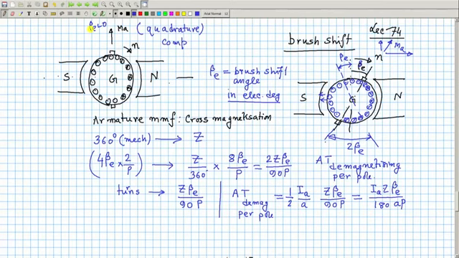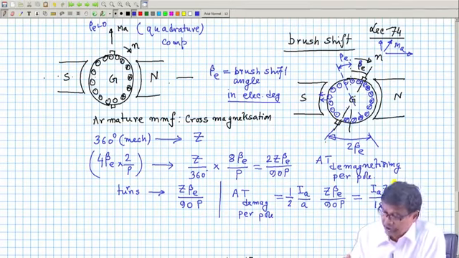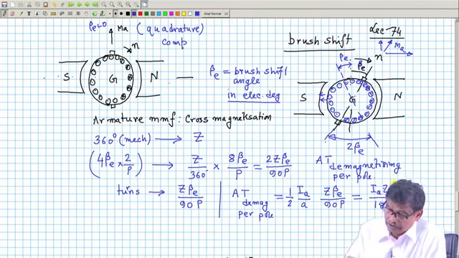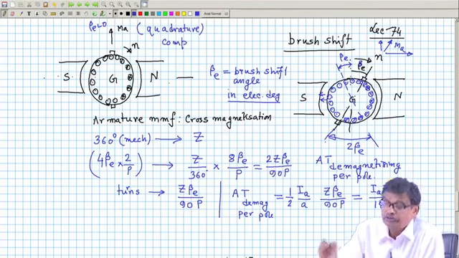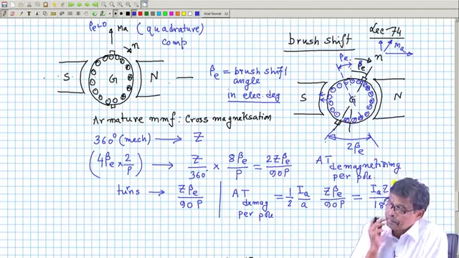How much will be the cross magnetization? That we will calculate also from this. So, these are the demagnetizing ampere turns per pole, Ia Z beta E. While using this formula, remember beta E is the brush shift given in electrical degrees, whatever it is, suppose 2 degree, a small brush shift is given. Okay. Now, the question is how much will be then the cross magnetizing per pole.